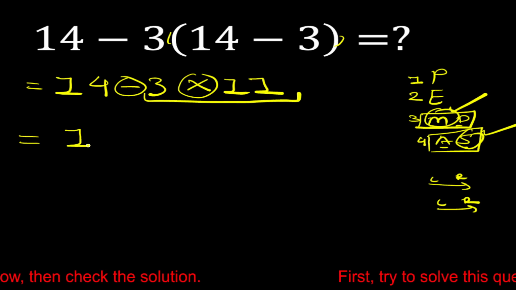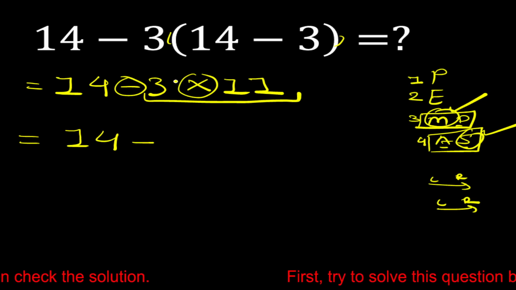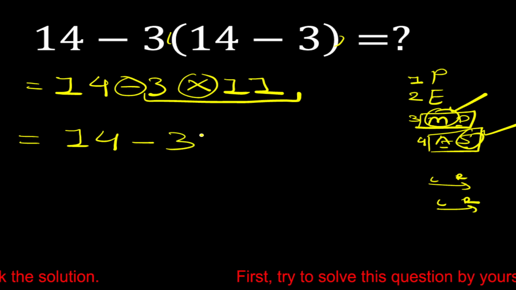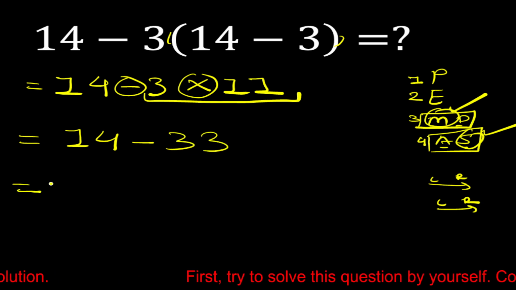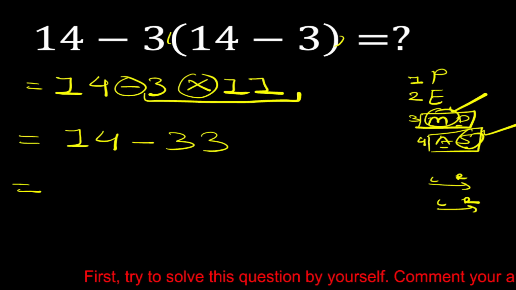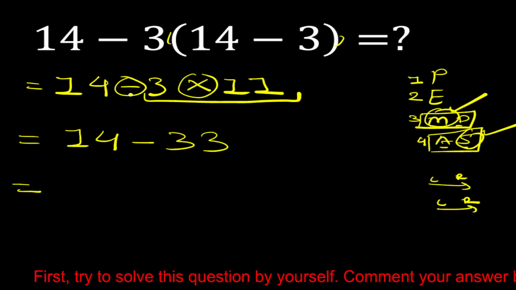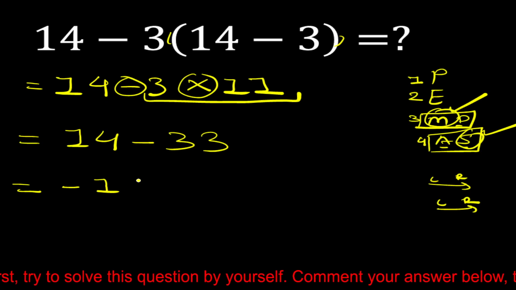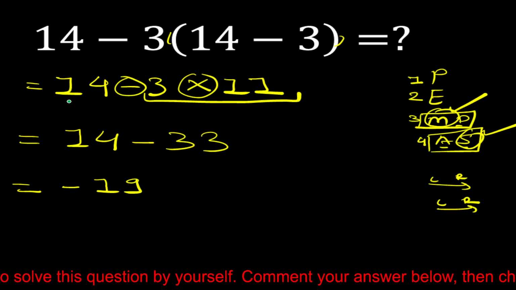Is equal to 14 minus, now 3 multiply 11 is equal to 33. So okay, so is equal to 14 minus 33 is equal to minus 19. So the correct answer is minus 19.